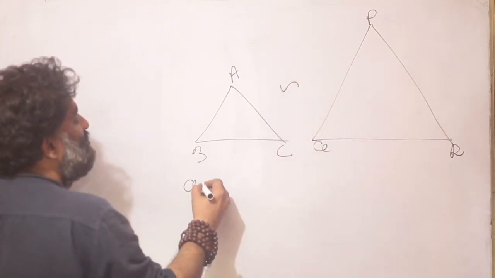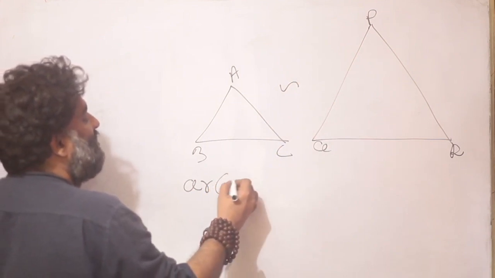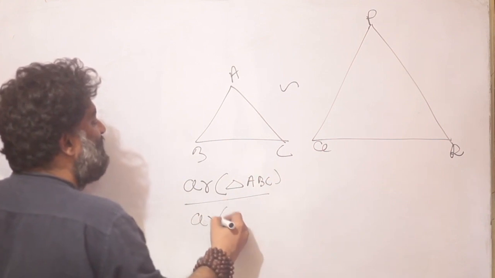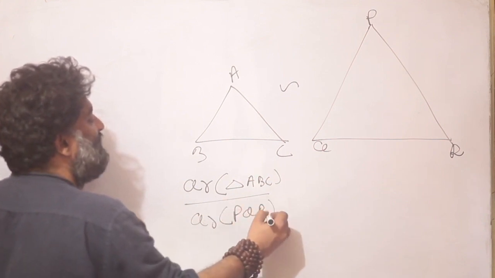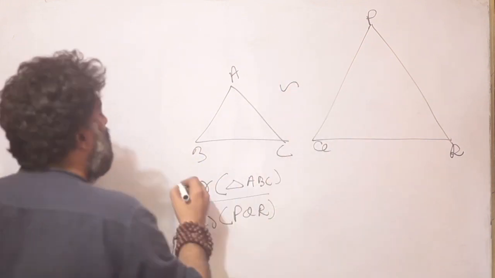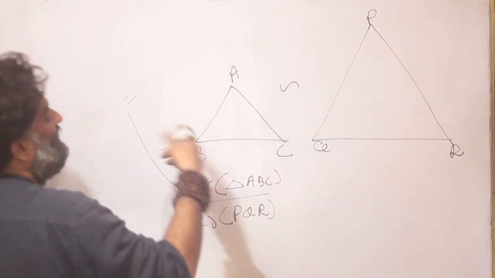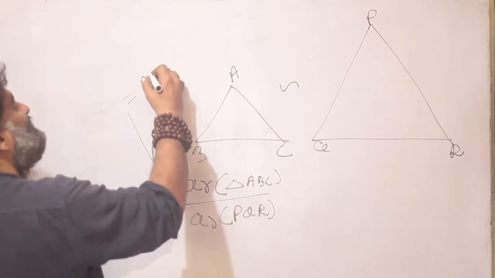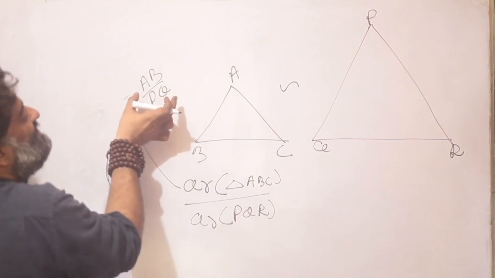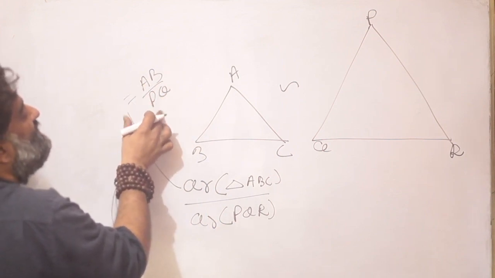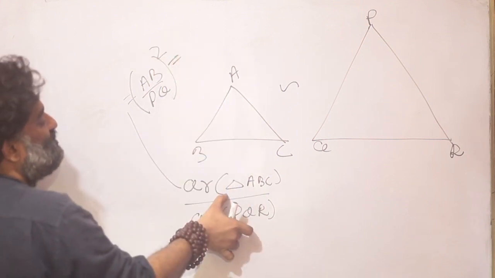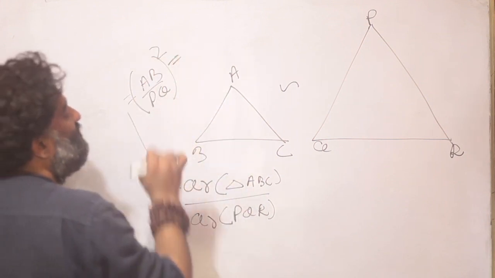But this time I want to think of the area. Area of triangle ABC versus area of the triangle PQR. Is that going to be the same as a ratio of sides or something else? What we'll finally figure out is that this ratio is going to be the square of the ratio of sides. So normal result for similarity was AB upon PQ. If I am thinking about the area, this will get squared. That means the ratio of the areas is going to be AB square upon PQ square.